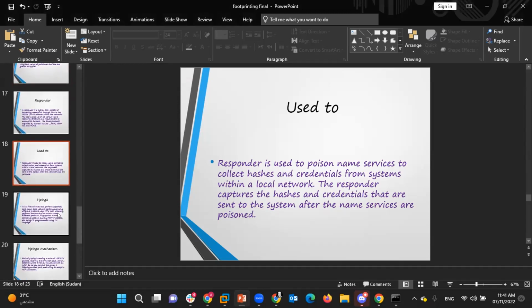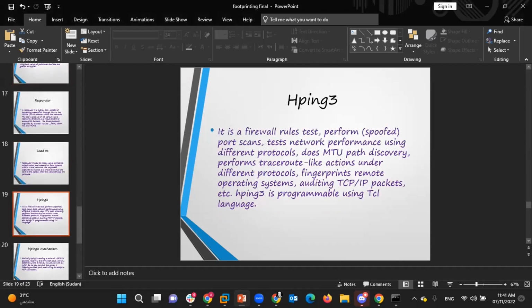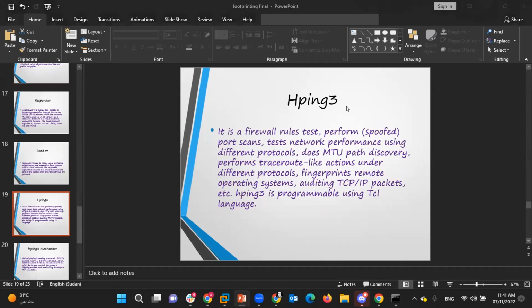Okay, let's go to HPing3. HPing3, it's well known also. It is a higher level than ping. It's called HPing. We can get more information with this tool. It's a firewall rule test.